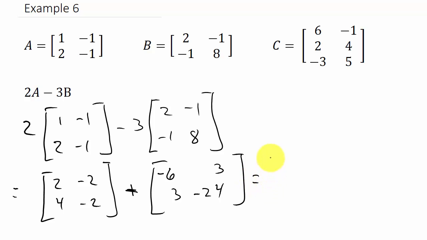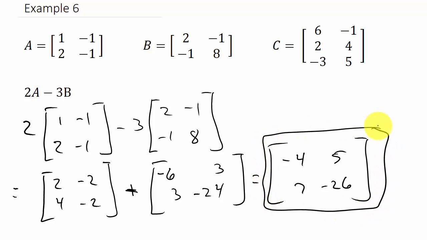And then I just add the corresponding terms. So 2 plus negative 6 is negative 4. 2 plus 3 is 5. 4 plus 3 is 7. And negative 2 plus negative 24 is negative 26. And this would be my answer.